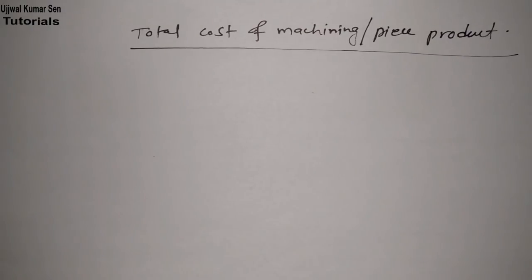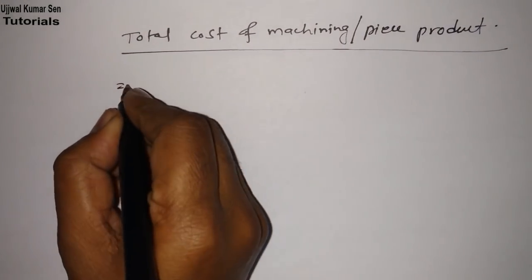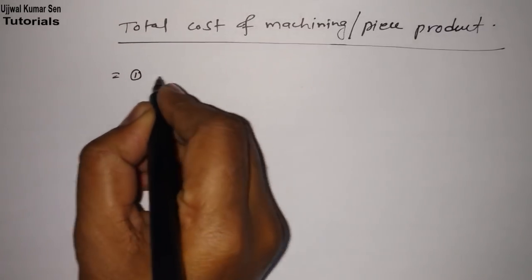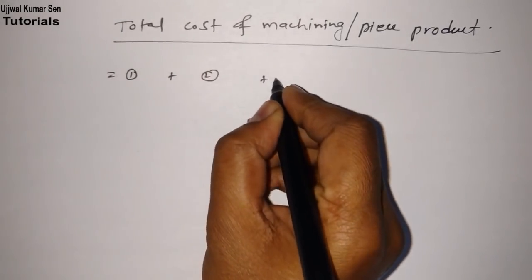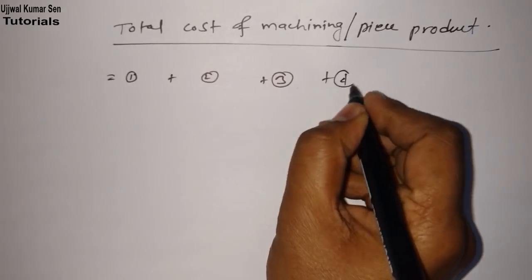This is the definition, but knowing about it is not going to help you solve numerical problems. What you need to learn to solve numerical problems is the formula. Most important is the formula. Without knowing the formula, you cannot solve numerical problems. So for finding the total cost, we have to find four things: first, second, third and fourth.